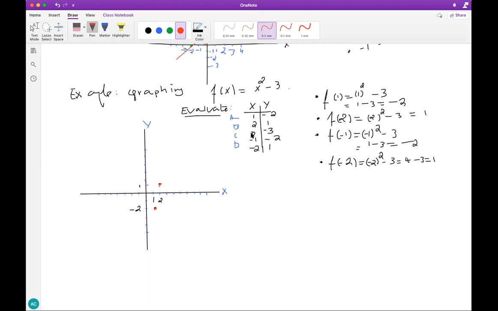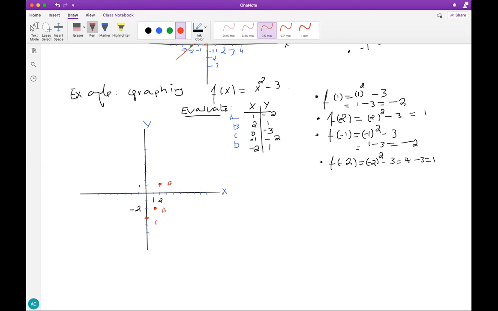Next point is 0, -3. So where do you start? 0. Where do you find 0 again? In the center. That's right. And where do you go from here? Go down to -3. That's right, go down 3 units. 1, 2, 3, because the y is -3. So start from 0, go down to -3. So this was A. This was B. This is our point C.